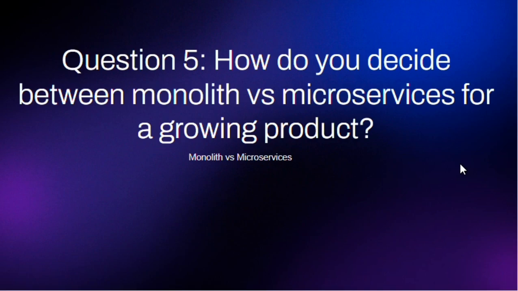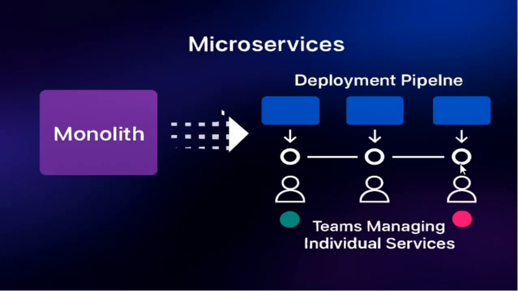Question 5. How do you decide between monolith versus microservices for a growing product? Start with a modular monolith for simplicity and fast development. Microservices are ideal when services have independent scalability, deployment, or ownership needs, but they introduce additional complexity: network communication, monitoring, deployments, and distributed data management.